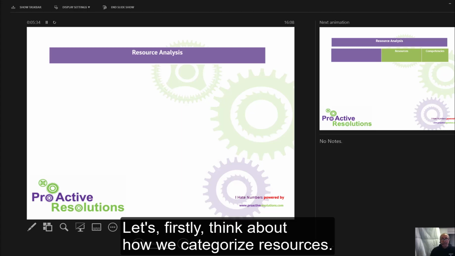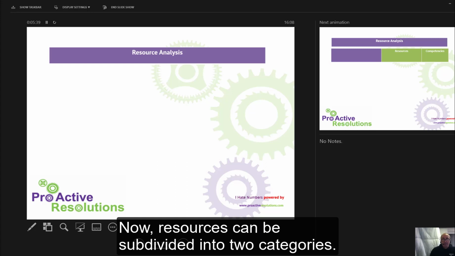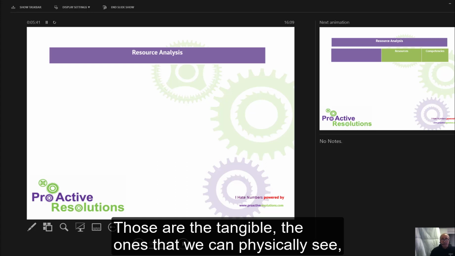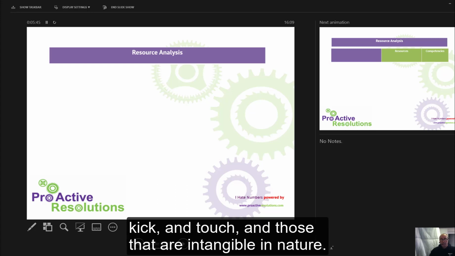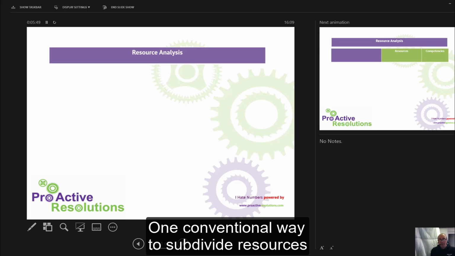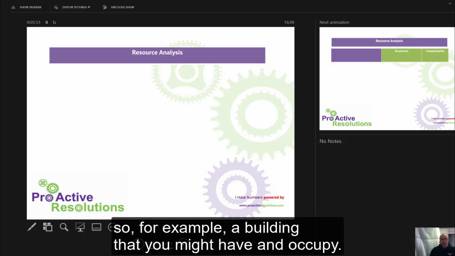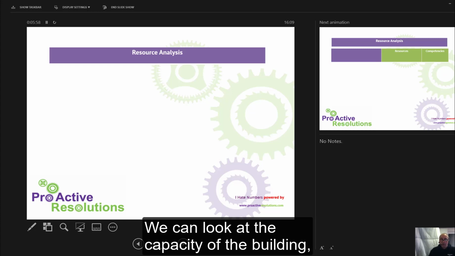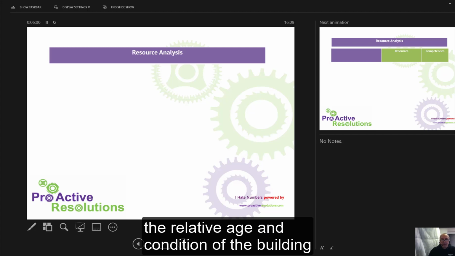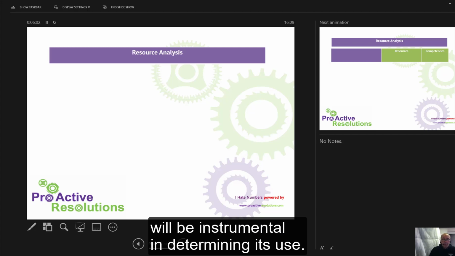Let's firstly think about how we categorize resources. Now, resources can be subdivided into two categories. Those are the tangible, the ones that we can physically see, kick and touch, and those that are intangible in nature. One conventional way to subdivide resources is to look at those that are physical. So for example, a building that you might have and occupy. We can look at the capacity of the building. The relative age and condition of the building will be instrumental in determining its use.